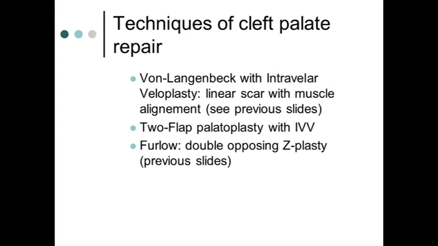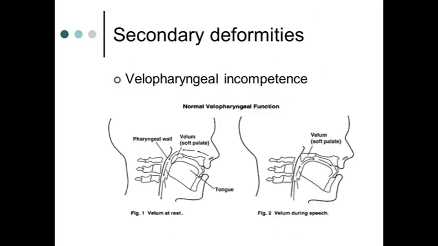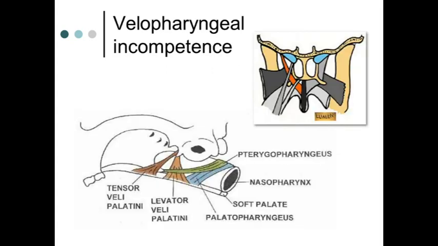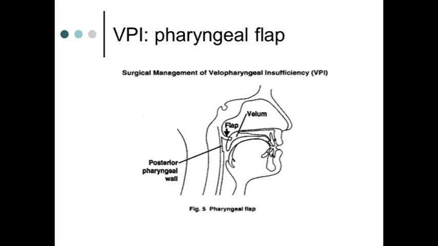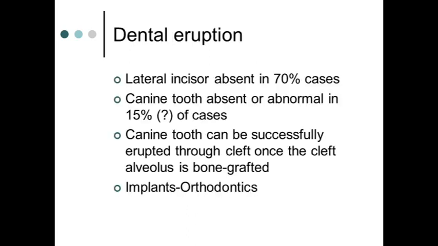And the techniques of the cleft palate: we have the von Langenbeck, two flap palatoplasty. The velum is the soft palate. Why does velopharyngeal incompetence occur? Because there will be no closure in this area, and therefore the air will escape and will not be able to produce intraoral pressure.